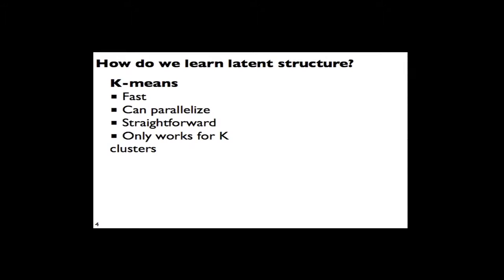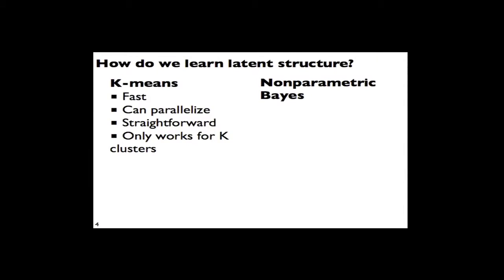Now, at least as it's formulated originally, it only works for the case of clustering, and in particular, a fixed number of clusters. And so you might ask yourselves, we've talked about all of these other different types of latent structure in data that we might be interested in. What if I want to look at these other types of latent structure? What do I do to learn those? Now, one option that you have is a set of models from what's called non-parametric Bayes.